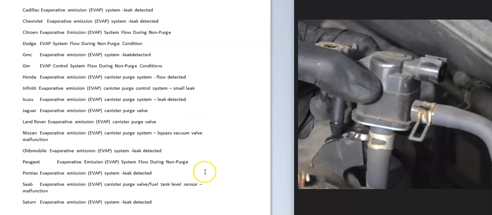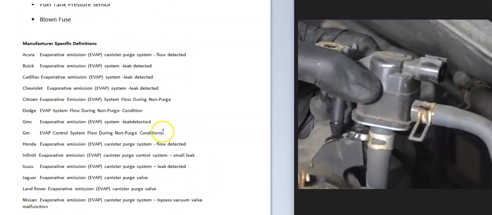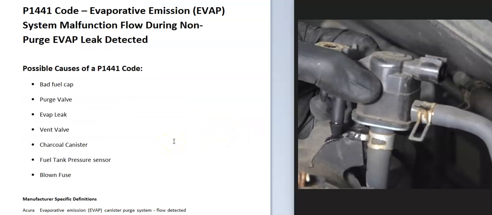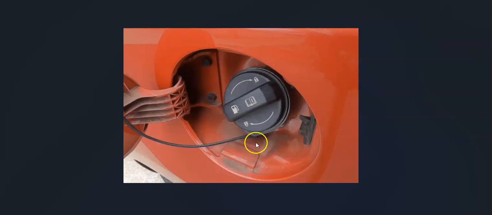It usually points to an EVAP leak. So if any of these are your vehicle manufacturer, those are the ones I'm going to talk about. For example, Acura, Buick, Cadillac, Chevy, Dodge, GMC, Honda, these all point to an EVAP system problem. And so some possible causes of a P1441 code, well, it could be a bad fuel cap, could be a purge valve, could be an EVAP leak, could be the vent valve, charcoal canister, fuel tank pressure sensor, and possibly a blown fuse.